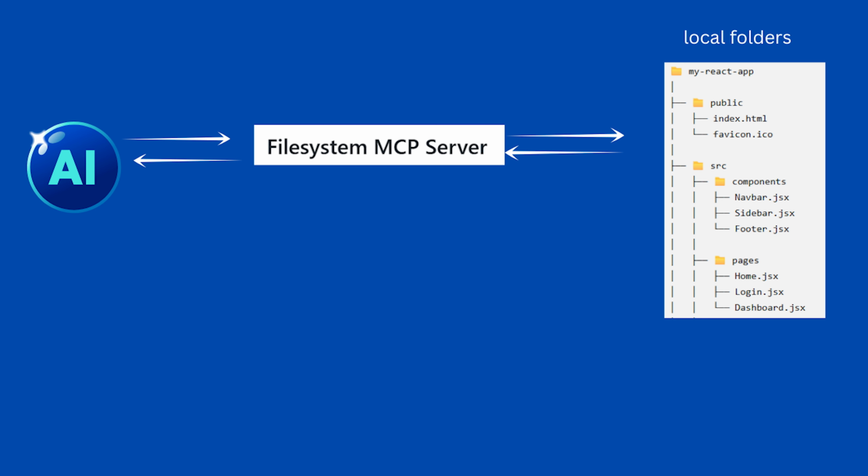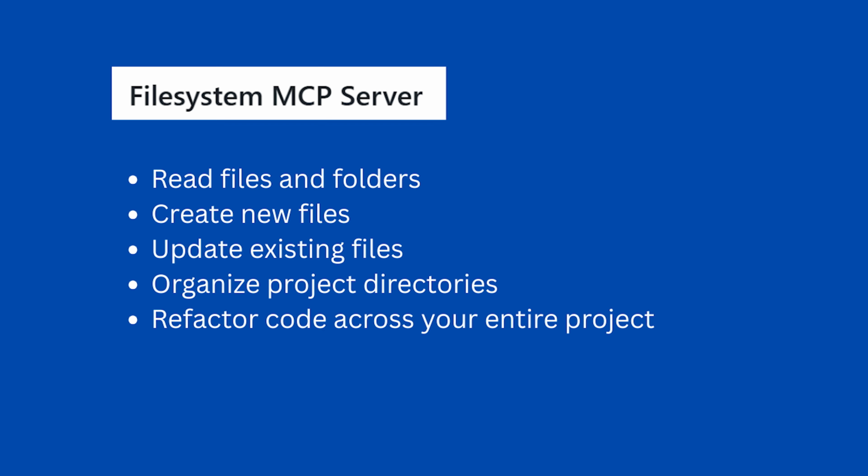While GitHub MCP Server helps your AI work with remote repositories, the Filesystem MCP Server gives your AI access to your local project files. This means your AI can understand and work directly with the code that's already on your computer. With the Filesystem MCP Server, your AI can read files and folders, create new files, update existing files, organize project directories, and refactor code across your entire project.